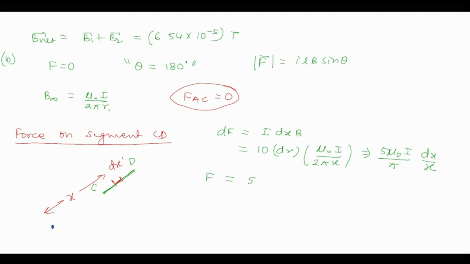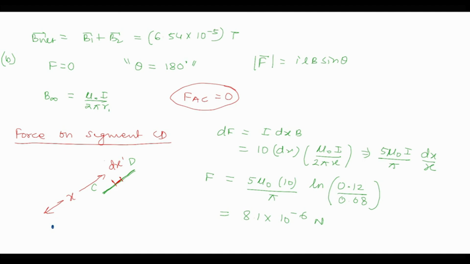So I write it as 5 mu naught into 10 upon pi. The value will be ln x, and then we put in r2 and r1, so we obtain ln of 0.12 upon 0.08. The integration of 1 by x with respect to dx is ln x, where the values of r2 and r1 are 0.12 and 0.08 respectively. On solving this we obtain 8.1 into 10 to the power minus 6 Newton. Now the next thing we are doing is finding the direction of this force. So this is the magnitude of force which we have obtained.